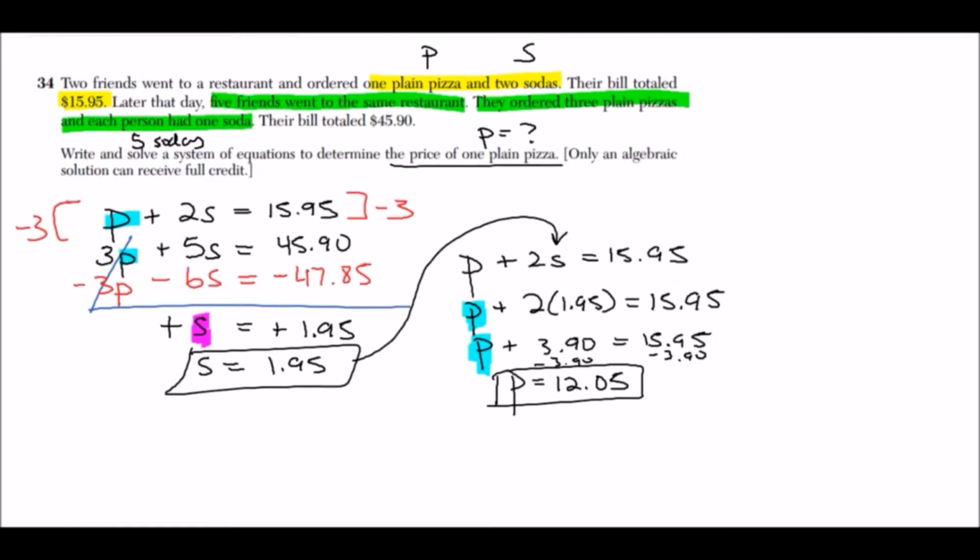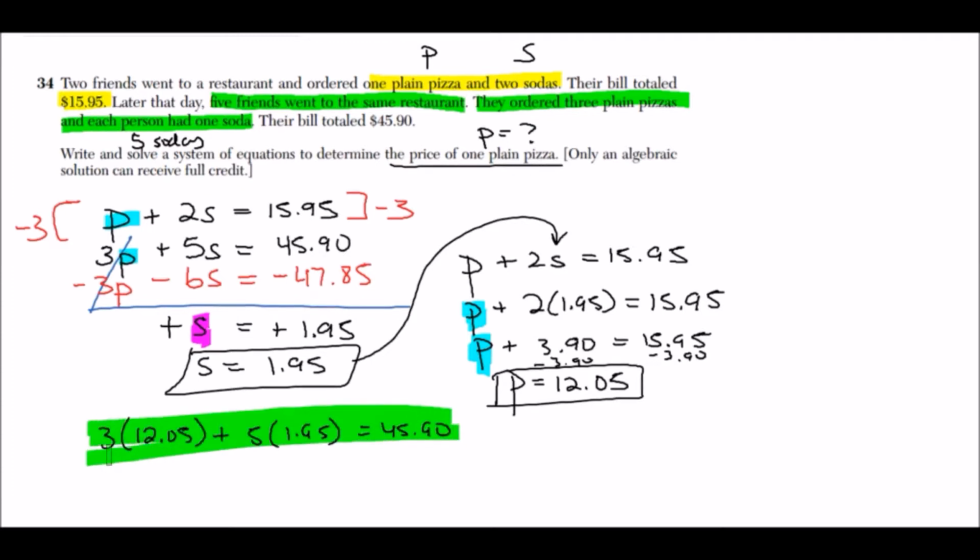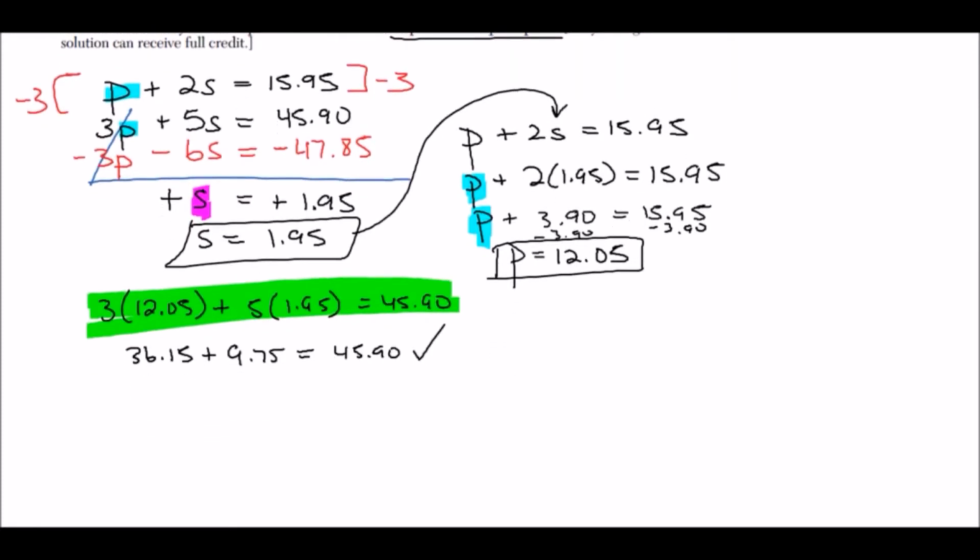And we can check to make sure that this works by saying, okay, well, 3 times 12.05 plus 5 times 1.95 should equal 45.90 based on the second group of people that went in there to buy stuff. So this is 36.15, and this is 9.75, and that does in fact add up to 45.90, so that checks out.